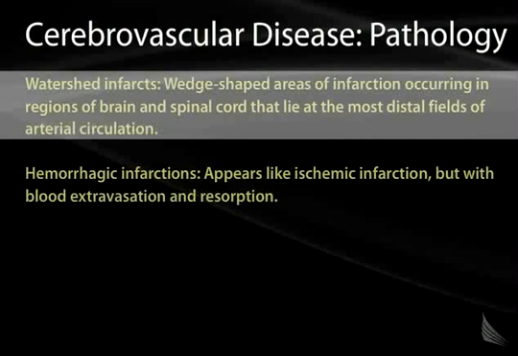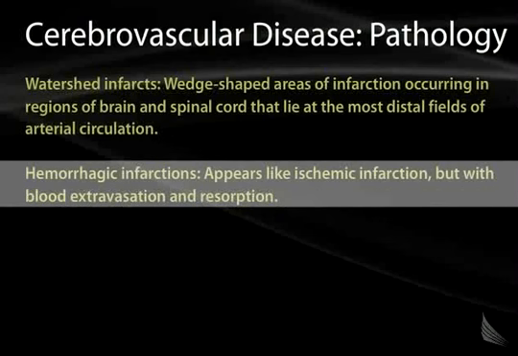Well, the same thing is true in the brain. There are areas in the brain that are dependent on two different vascular supplies, and if the pressure is decreased in either one, that area is most at risk for dying. We call that area a watershed area. So a watershed infarct is usually wedge-shaped, and it's usually between two vascular territories, say the MCA and the ACA territories.